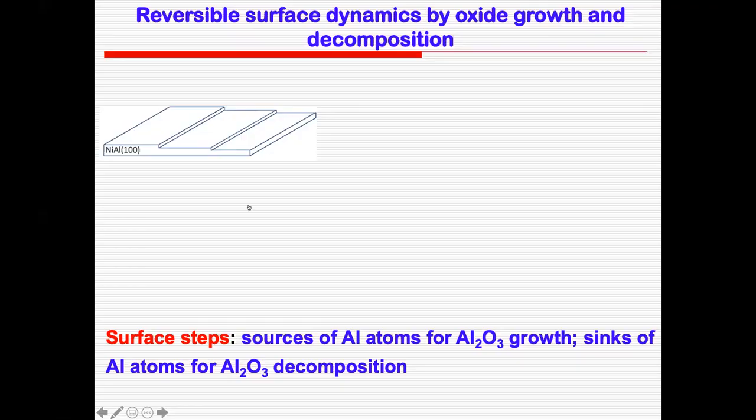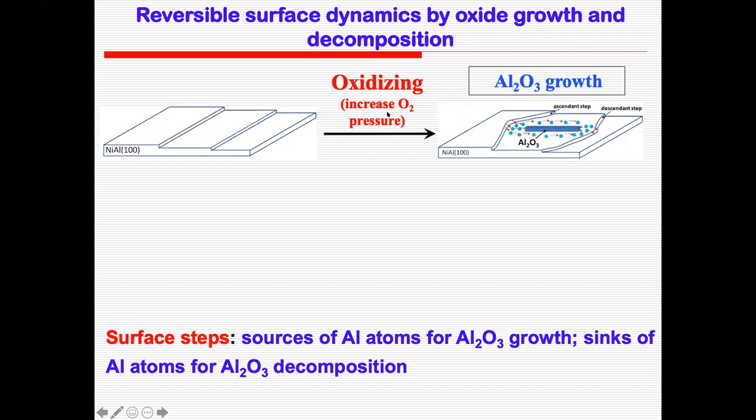Okay, so the overall picture of the process of oxide growth and decomposition can be summarized this way. First we have a clean surface. Now when we put oxygen into the chamber to increase the pressure, that can cause oxide growth. The growth causes the movement of the atomic steps on the substrate, because those steps provide aluminum atoms for the oxide growth. So this means the substrate steps are the source of aluminum atoms for the oxide growth.